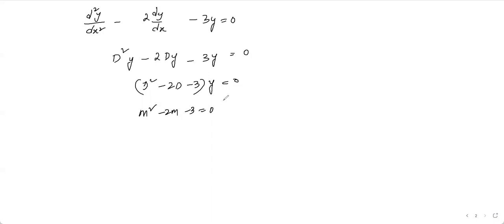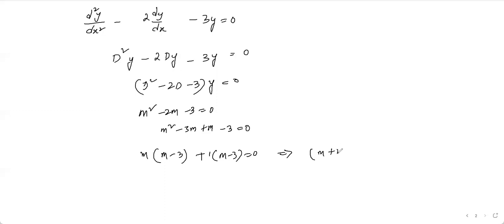Now the auxiliary equation corresponding to this is m square minus 2m minus 3 is equal to 0, which has a solution since it is a quadratic equation. So this is m minus 3 times m plus 1 is equal to 0, where the roots are real and distinct. So m is minus 1 or 3.